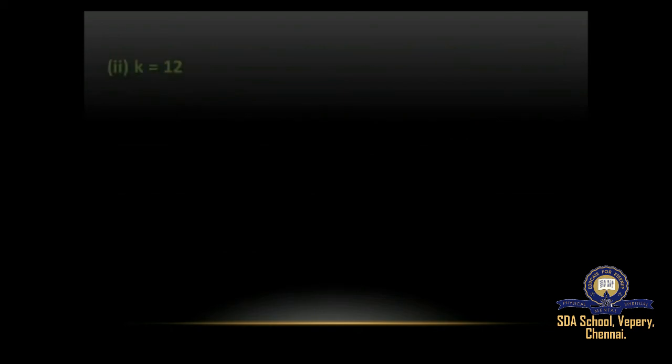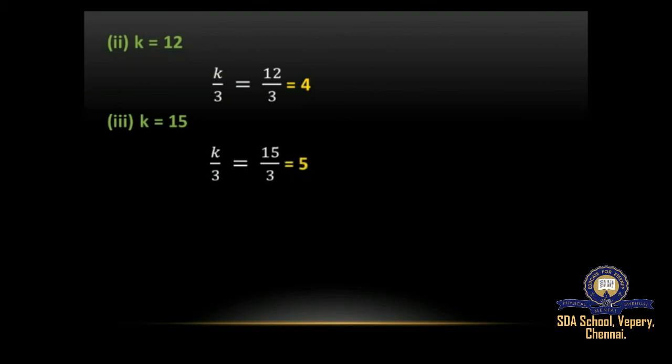Okay. And the second one is k is equal to 12. So you're going to find the value of k divided by 3. In the place of k, you will be substituting the value 12. So when you divide 12 by 3, the answer you get is 4. Okay. And the third one is k is equal to 15. Similarly, in the place of k, you're going to substitute the value 15. So the answer you get is 5. And the last one is k is equal to 18. And in the place of k, you're going to substitute the value 18. So when you divide 18 by 3, you get 6.